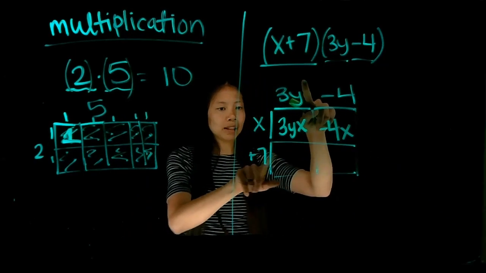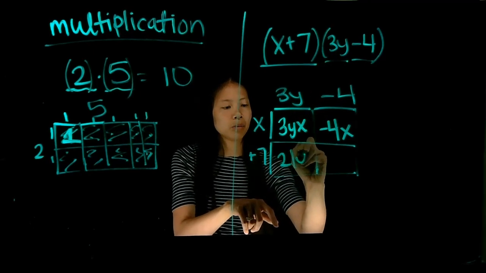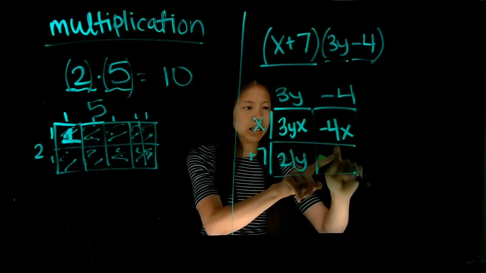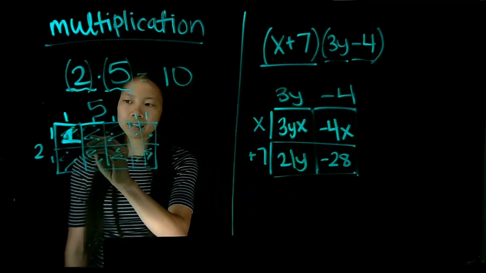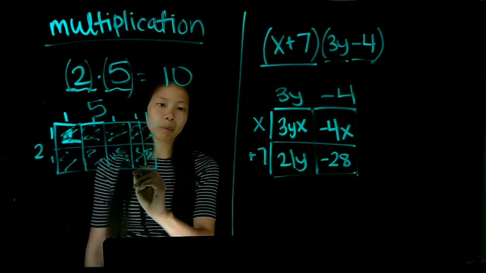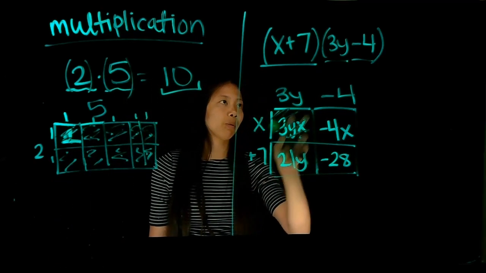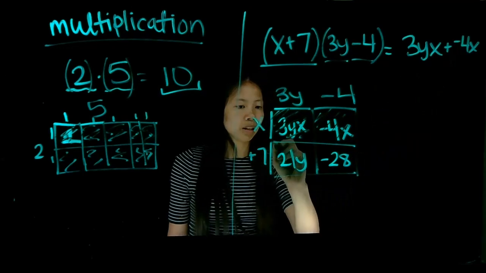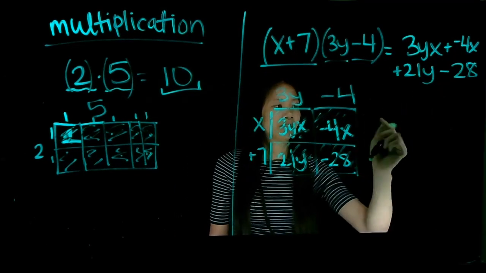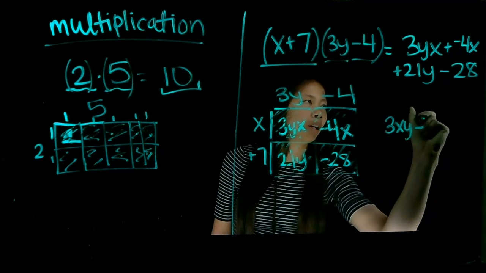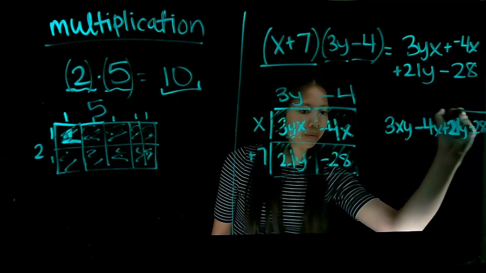Again, my outer length and width multiply to give me my inside. So 3y times 7 is 21y. And then 7 times negative 4 is negative 28. So I can rewrite this, just like this one, how I added up 1 plus 1 plus 1 plus 1 plus 1 to give me 10. I can also add up my inside pieces here to get my new expression. So 3yx plus negative 4x plus 21y plus negative 28. Okay, I could rewrite this as 3xy minus 4x plus 21y minus 28. And that would be our final expression.